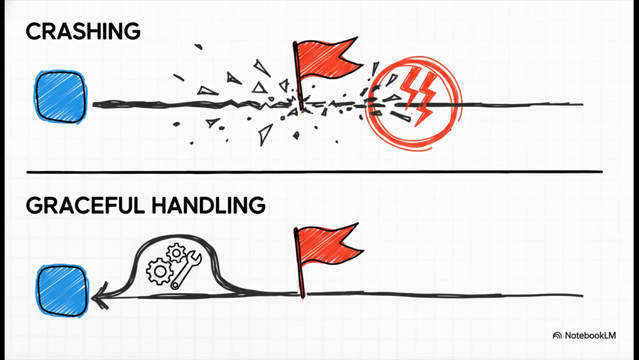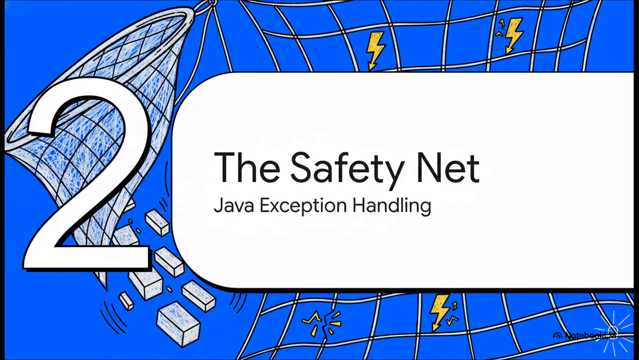And this is the whole game. Instead of just letting that red flag bring the whole program crashing down, what if we could teach our code to actually see that flag, deal with the problem gracefully, and then just keep going? That's the real difference between code that's fragile and code that's resilient. And lucky for us, Java gives us this incredibly powerful tool to do exactly that. We call it the exception handling safety net. And believe me, it is your best friend when you're trying to build stable applications.